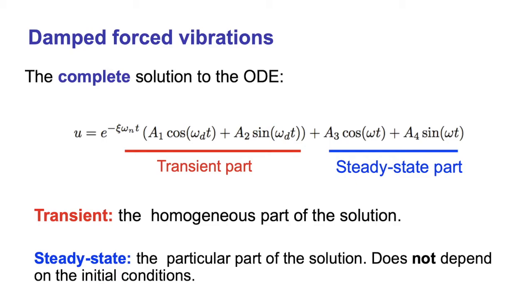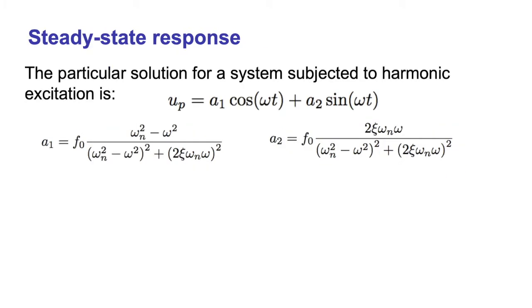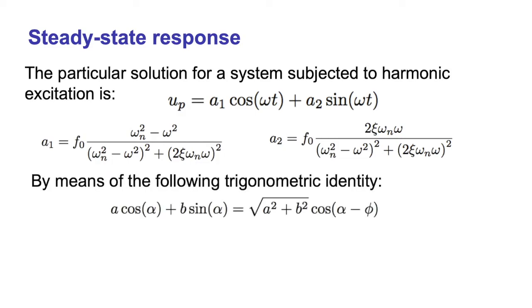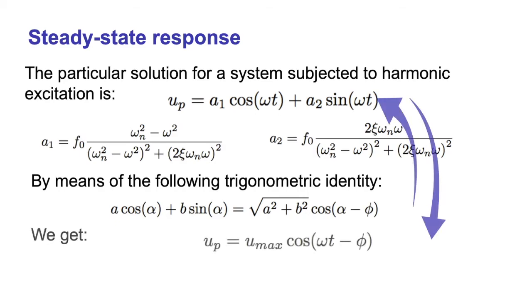Importantly, the transient motion corresponds to the free vibration components that will die out due to damping. Hence, the more significant part is the steady-state solution. Turning now to the steady-state response, whose whole expression is presented here, we can recast it in more convenient terms by means of the following trigonometric identity, and we arrive to this expression.